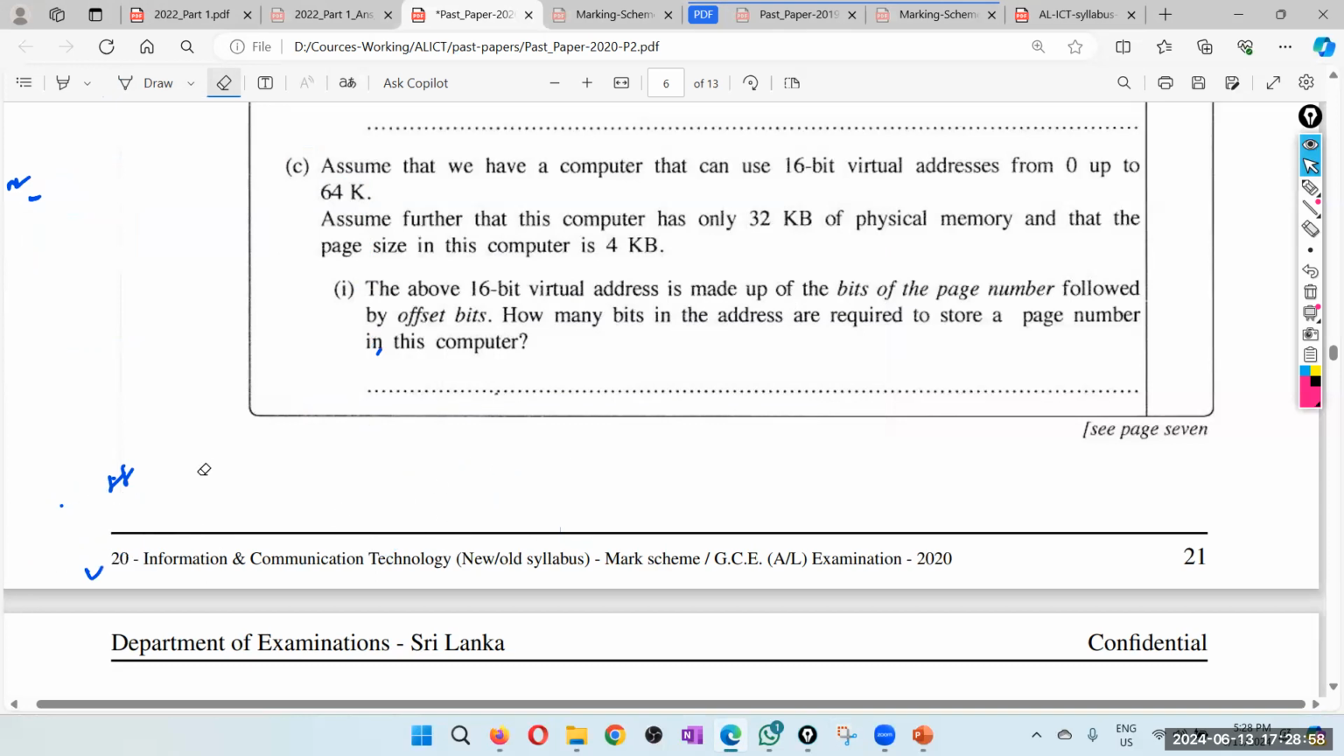Usually these questions are considered to be one of the hardest by students, of course. Assume that we have a computer that uses 16-bit virtual address. Virtual address is another name for logical address. I told you sometimes the examiner uses the word virtual address rather than logical address. It's a 16-bit address. So virtual things I will draw here, physical things I will draw here. So the virtual address is 16 bits wide, or the logical address.